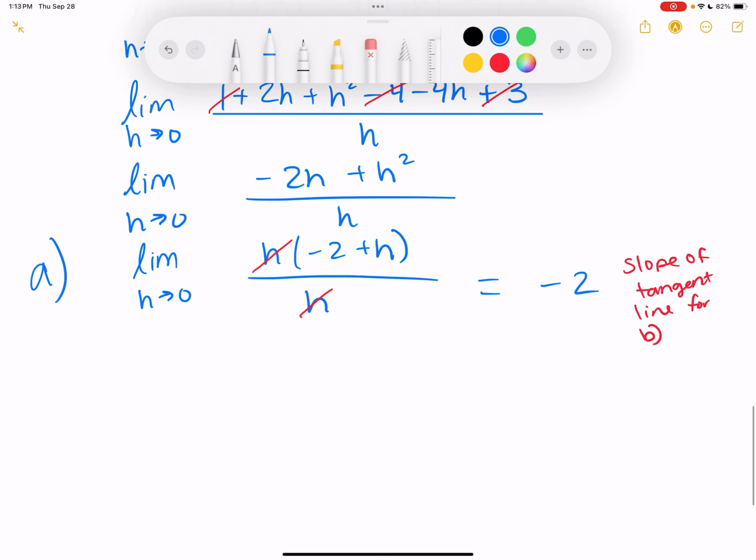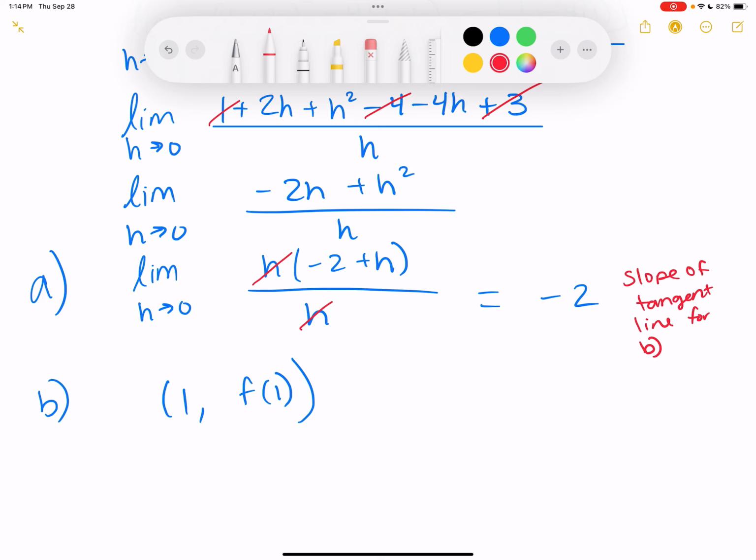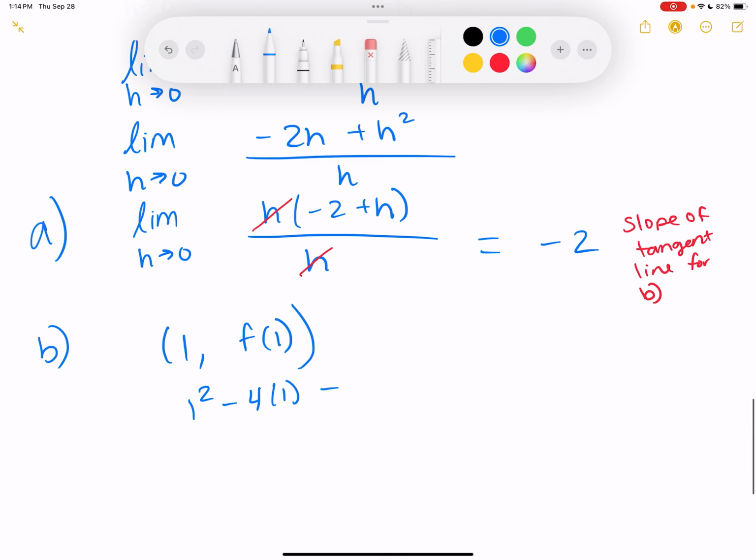So basically my point, I'm going to go ahead and write part B here, is going to be 1 and then f of 1, okay? So I'm going to evaluate that initial function for 1. If I plug in 1 to that, I have 1 squared minus 4 times 1, which is -3. So now I have a slope of -2, and the point is going to be 1, -3.